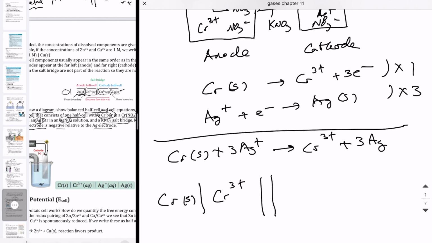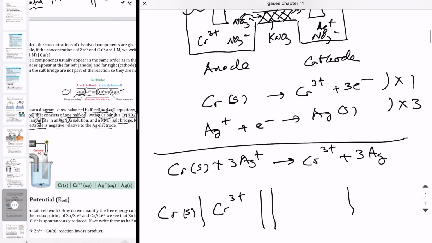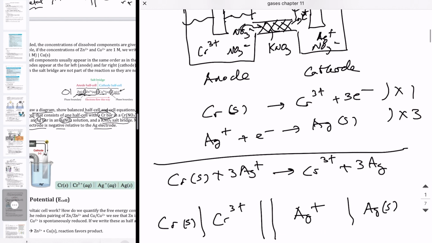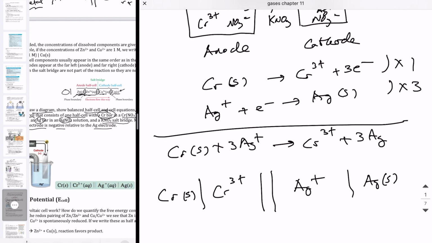And then on the right side, the silver ion becomes silver solid, but silver solid is also my cathode. So I'm going to write it that way. And then I have Ag plus right here. So that would answer the question that's being asked with everything that it's asking, which is the drawing of the diagram, the reaction, and the shorthand or the line notation.